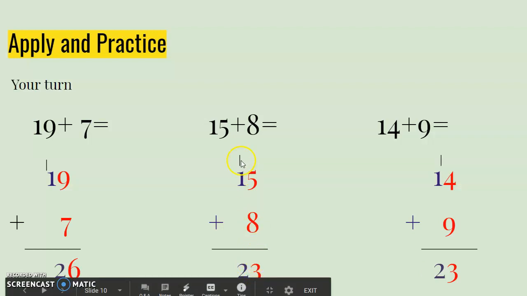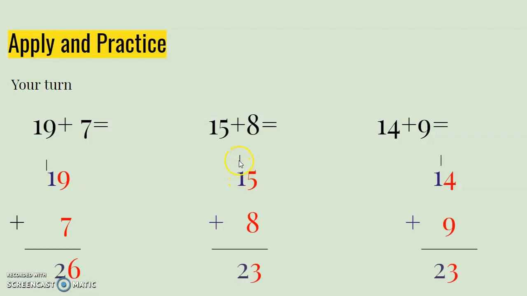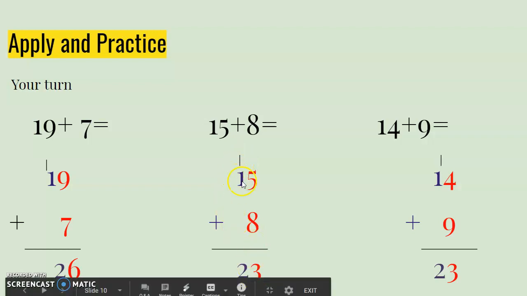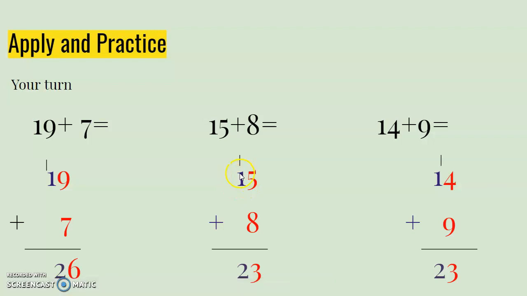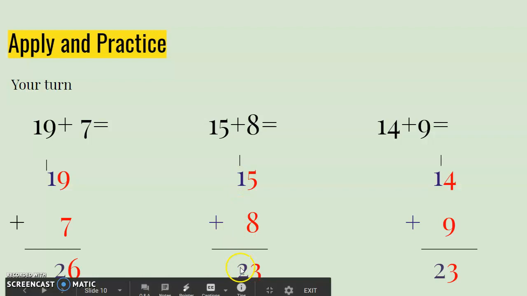Now let's add the numbers in the tens column. We have a 10 from the 13, and we have a 10 from the 15. So we have 2 tens, which is 20. So we can see 15 plus 8 is 23.